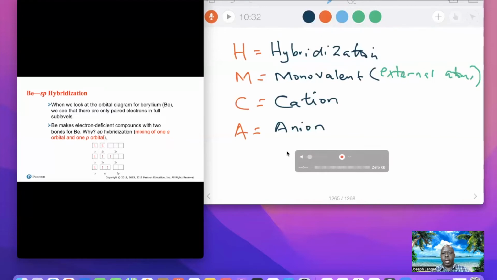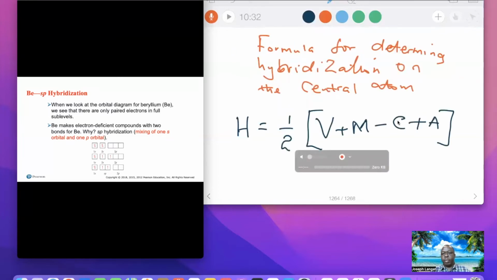We cannot have a cation and anion at the same time. All right, it's either a cation or an anion. So in this equation, you can have a 0 for the cation if it is an anion. If it is an anion, then this will be 0. So whatever we plug in here in this equation, in order to determine the hybridization, you indicate the charge for the cation, charge for the anion. If you are dealing with an anion, that means the cation will be 0. If you are dealing with a cation, A will be 0.